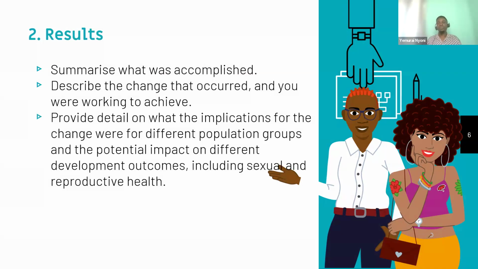So if you're providing an overview of activities that have been done, like advocacy activities, summarize what was accomplished and describe the change that has happened and that you were working to achieve. So provide detail on the implications of the change. So what did the change mean for different population groups?